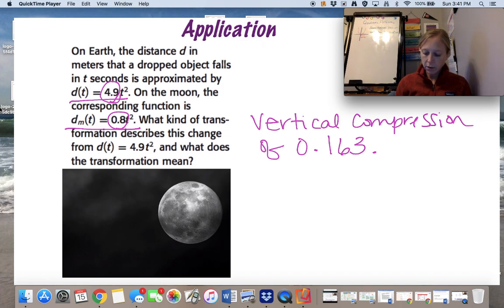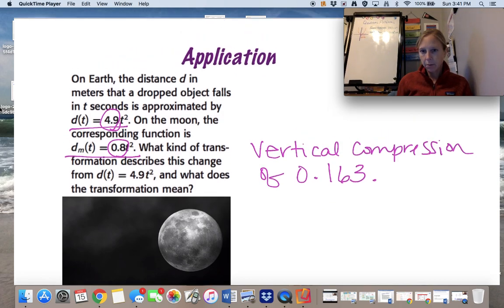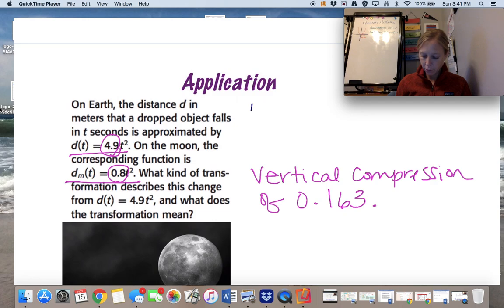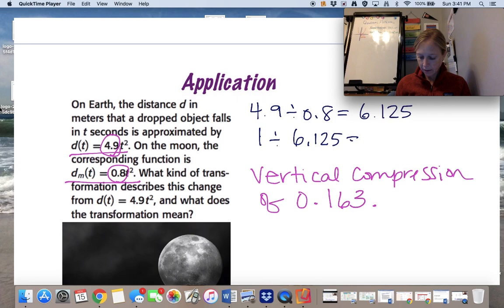And I will write a note up here again of how I got that number. What I did was 4.9 divided by 0.8, and I got 6.125. And I did 1 divided by 6.125. And that's how I got the 0.163. Because remember, dividing by 2 is the same as multiplying by half. Dividing by 3 is the same as multiplying by a third.